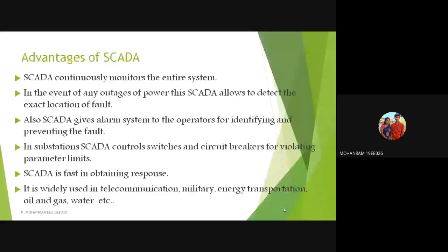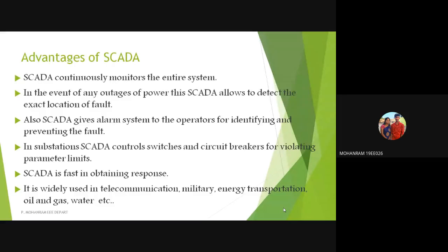And at last, the advantages of SCADA. As I told you, it monitors the entire system continuously, and it is also used in detecting faults in the system. Like if there is any outage of power, the SCADA system helps humans detect the exact location where the outage is happening, and it also enables an alarm system so that the users can operate, identify and rectify the fault and prevent those accidents.